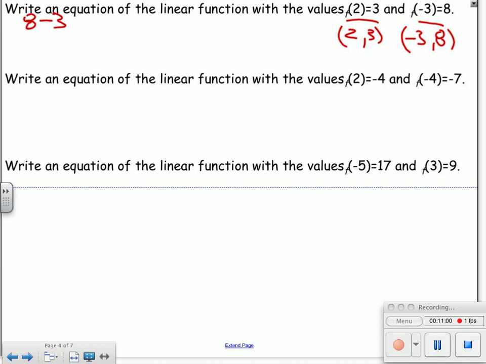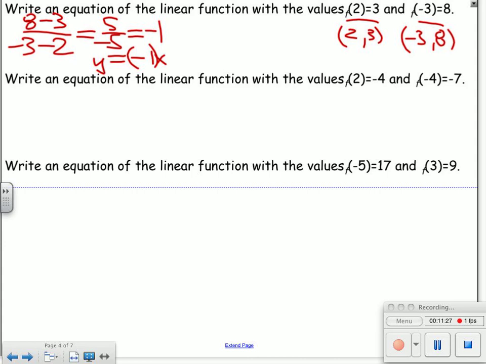And so it's just going to be 8 minus 3 divided by -3 minus 2. That's going to be 5 over -5. So that's going to be -1. That's going to be my slope. Then I'm just substituting that in.